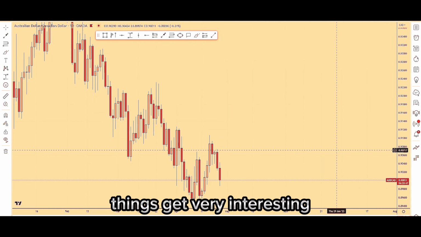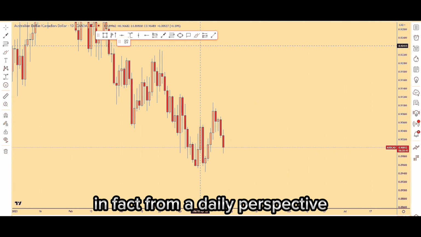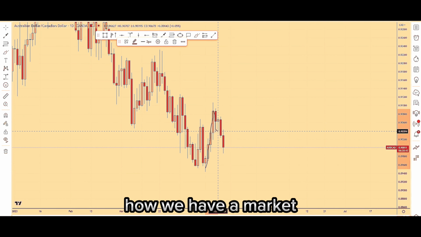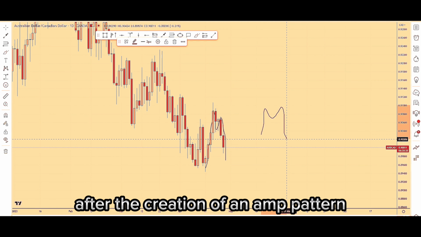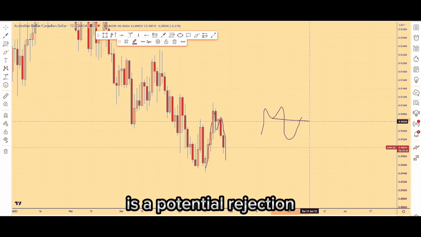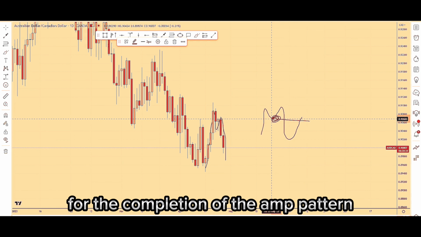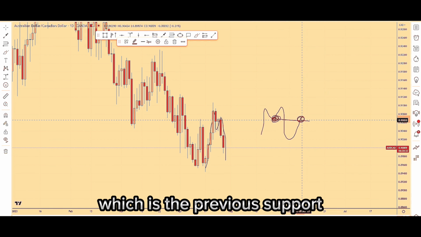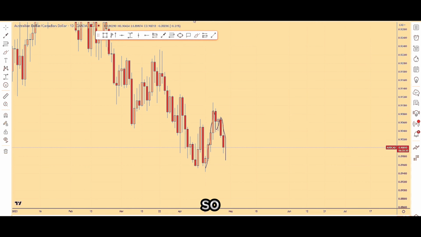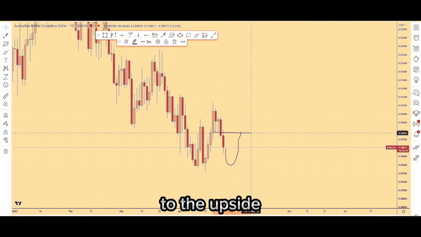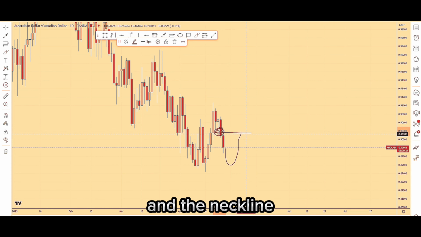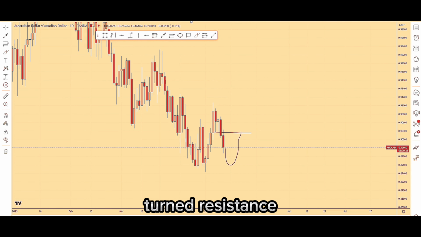Going down on the daily, things get very interesting. In fact, from a daily perspective, we can notice how we have a market which has now created an M pattern. And in general, after the creation of an M pattern, what we could expect is a potential rejection to the upside for the completion of the M pattern at the neckline, which is the previous support turned resistance. So here on the daily, what we could expect is a potential reversal to the upside for the completion of this M pattern at the neckline, which is this previous support turned resistance.